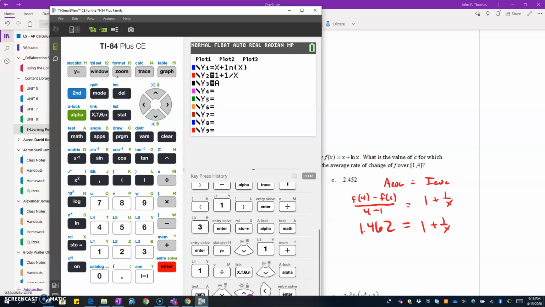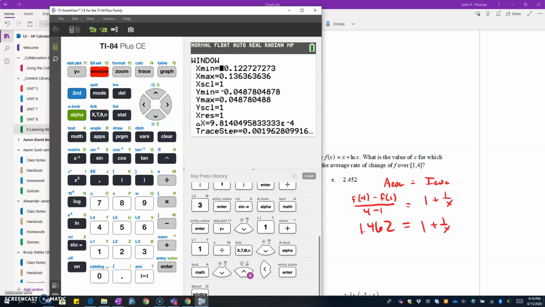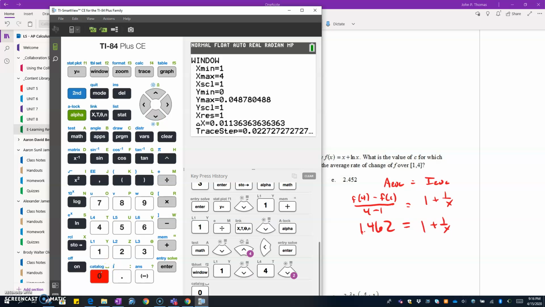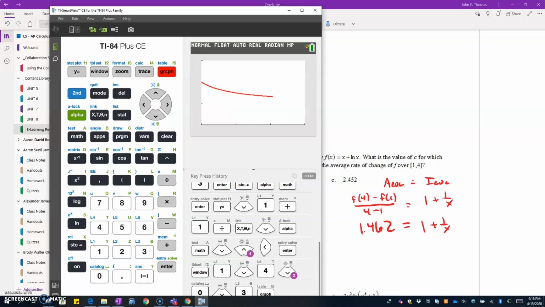For window on this one, I'm going 1 to 4. So my x values are 1 up to 4. And for the y values, I'm curious about when this equals 1.462. So I'm just going to go like a 0 to 3. That should give me more than enough room to see the intersection points. So I'll hit graph. And we've got our first curve coming in, our constant coming in.